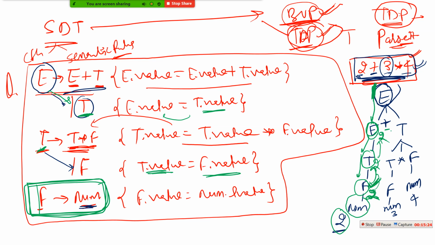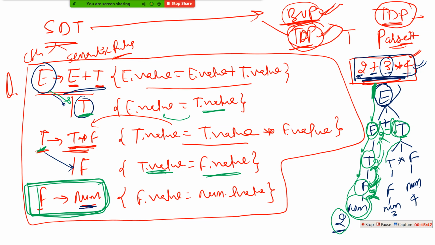Now I have the addition, I need to add these two. But to whom will I add it? I need to add it with the value of t, but I don't have the value of t here as of now. So I need to generate the value of t. In order to generate the value of this t, I will further parse. So this is my execution order.